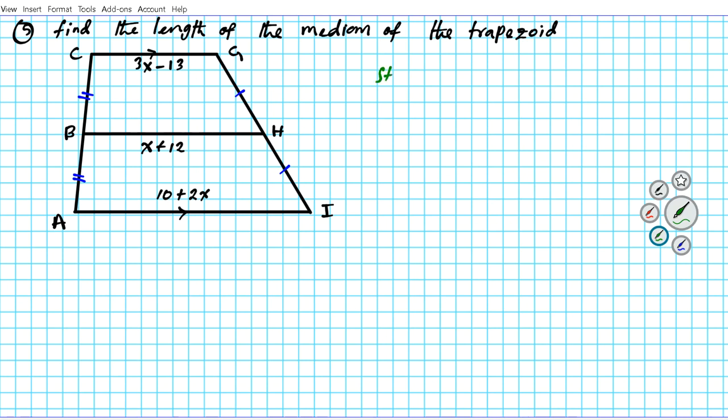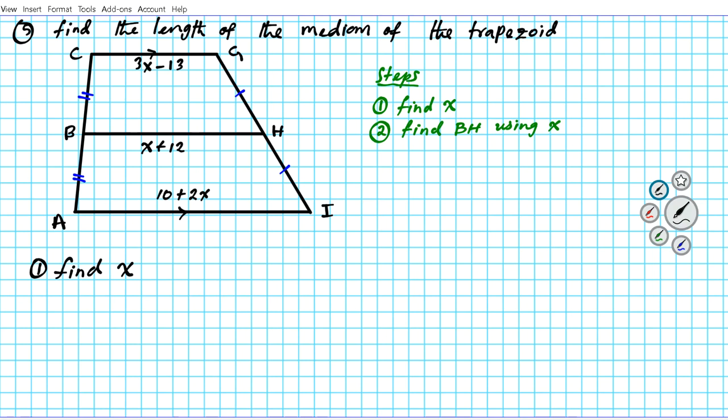So these are the steps. First thing that you want to do is find x. Find x using the relationship between the median and the bases. After you're done finding x, you're now going to use that x to find BH, or the median. Okay, find BH using x. All right, so let's start. Part 1. Let's find x.